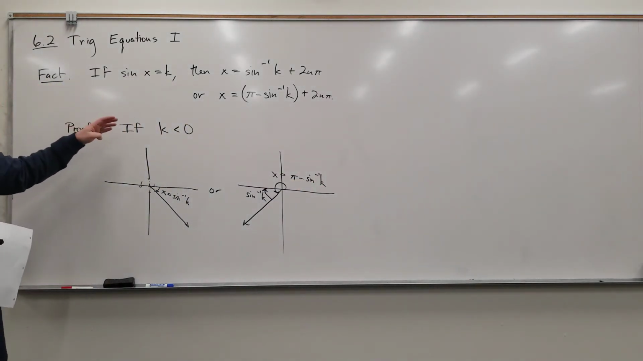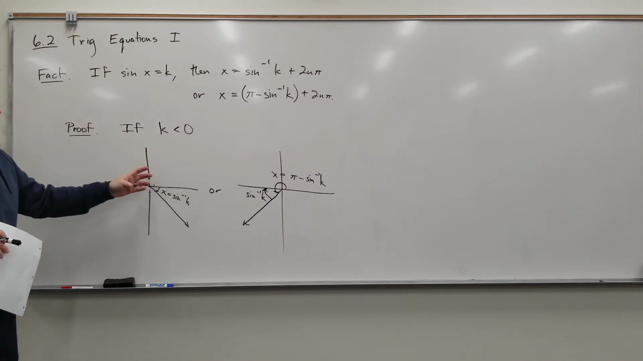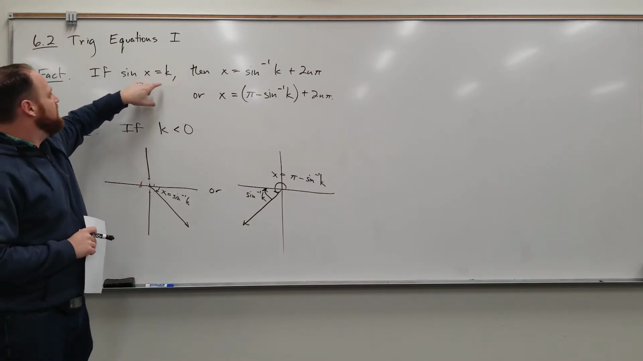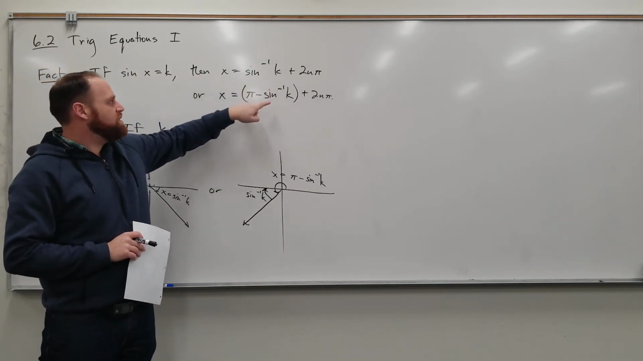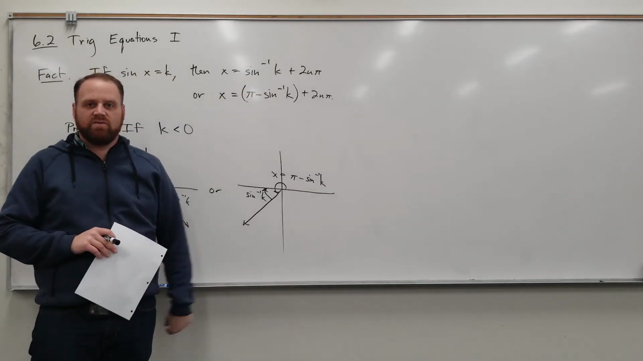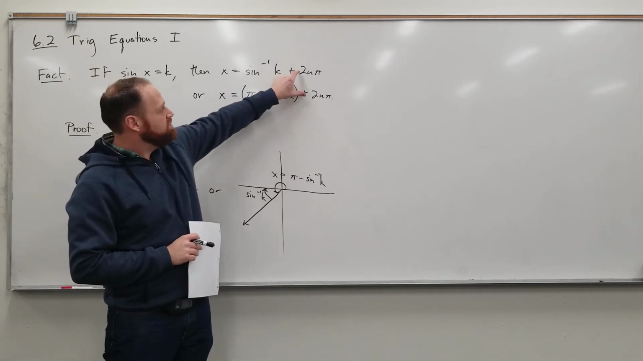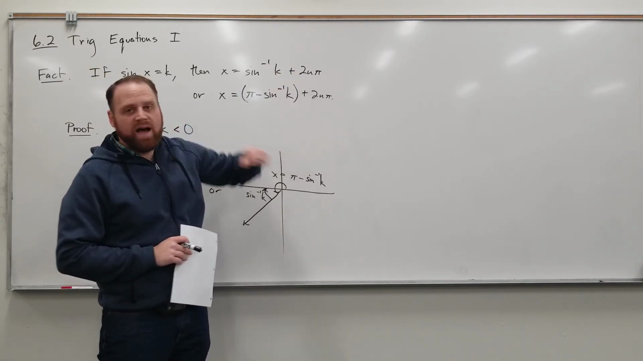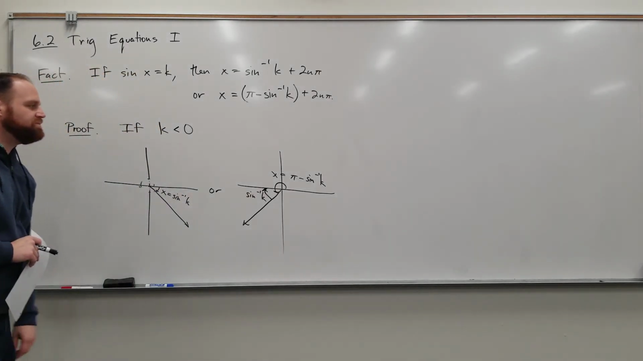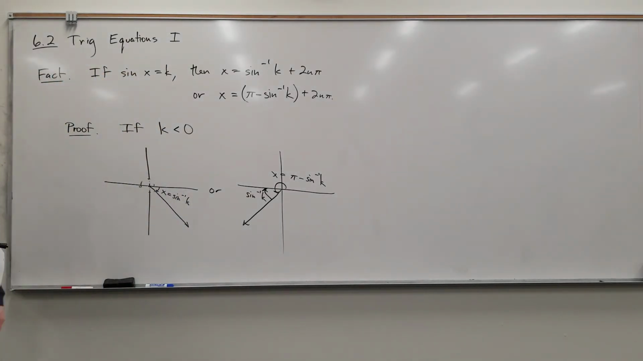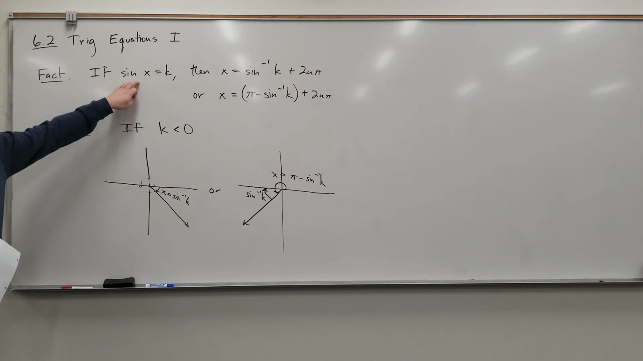Okay, so whether k is positive or negative, if sine x equals k, then x is either sine inverse k or x is pi minus sine inverse of k, plus every 2n pi after that or before that, right, where n is an integer. Okay, so that's the idea behind that one.